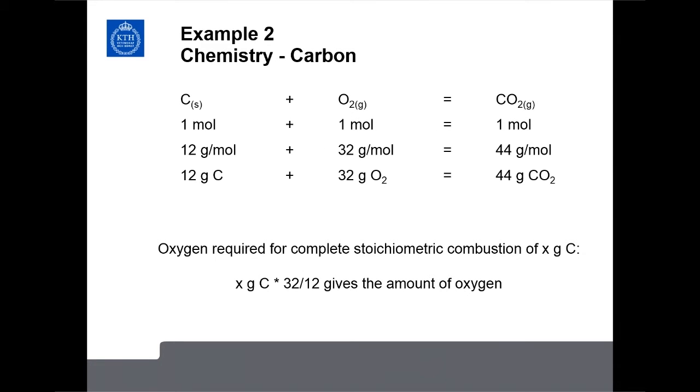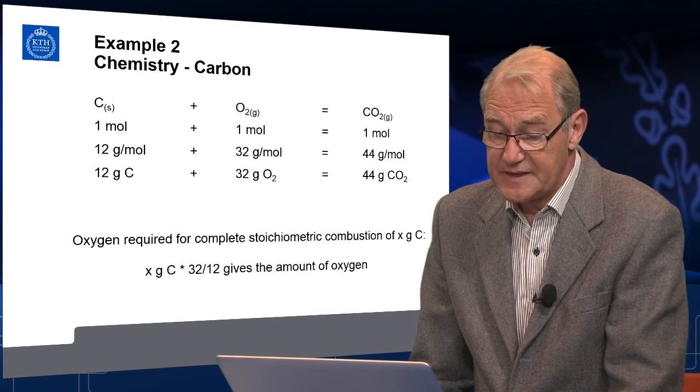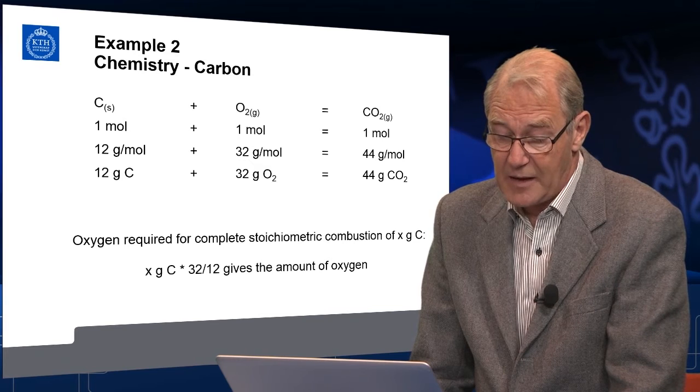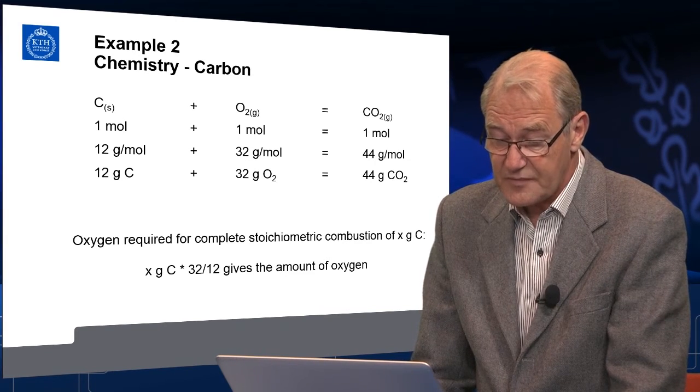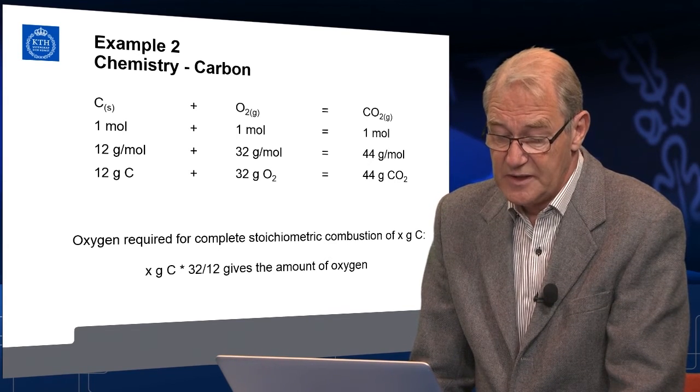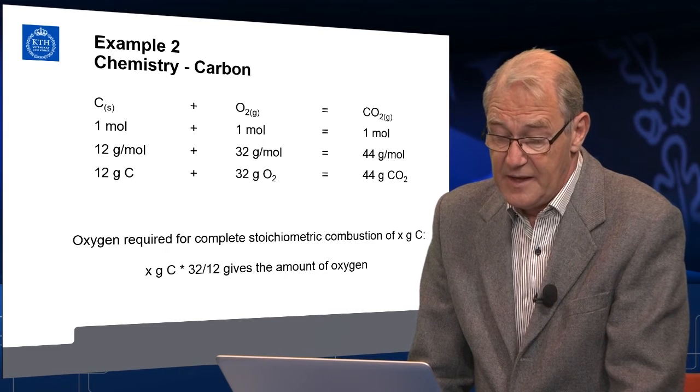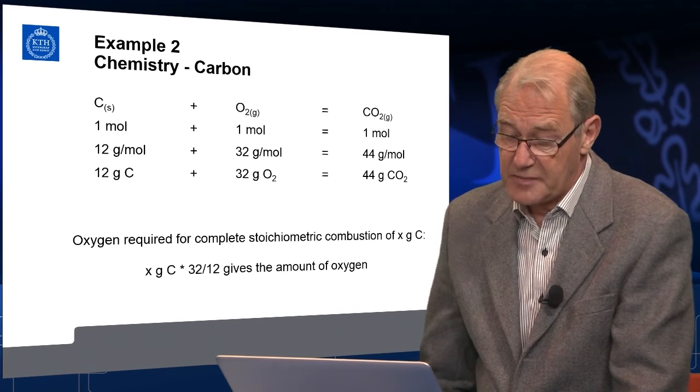We have a little bit closer look at the equation for carbon, which shows that 1 mole of carbon is reacting with 1 mole of oxygen, producing 1 mole of carbon dioxide. The mole weight for carbon is 12, and 32 for oxygen, and 44 for carbon dioxide. So we can use this information to produce a ratio, which we will multiply with the amount of carbon present in the biomass. So you see the X gram carbon multiplied by 32/12, which will be the amount of oxygen needed for stoichiometric combustion.